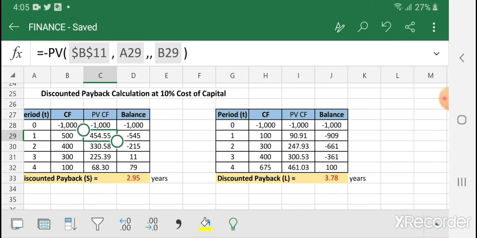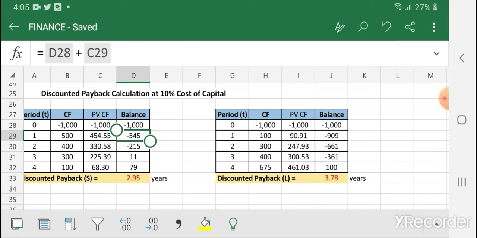For the balance, we just have to put equals D28 plus C29. For the discounted payback, this is going to be equals 2 plus negative sign D30 divided by C31. And the result will be the discounted payback for project S. So we will just do the same thing for project L.